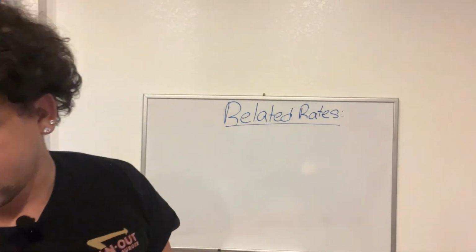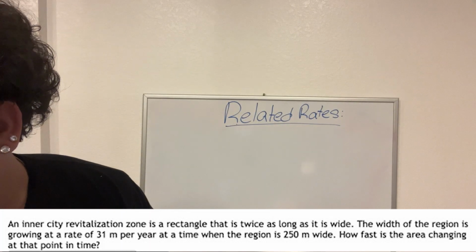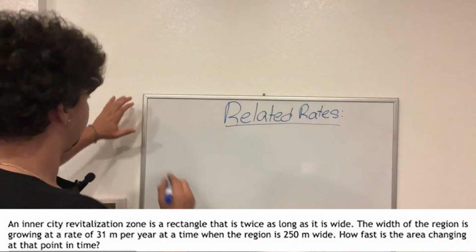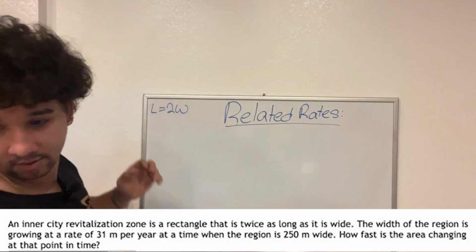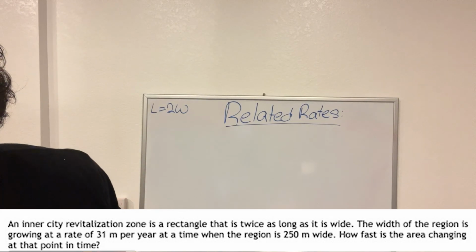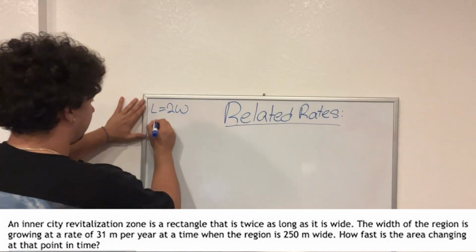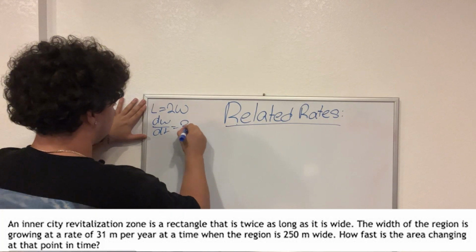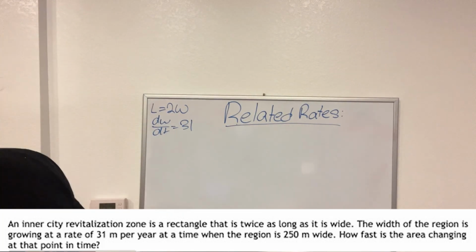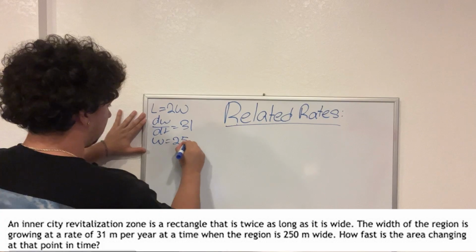All right, next one here. An inner city revitalization zone is a rectangle that is twice as long as it is wide. Okay, so in this case here, L is equal to 2W. All right, the width of the region is growing at a rate of 31 meters per year. Okay, so the width is growing at a rate of 31 meters per year. So this is 31. All right. When the region is 250 meters wide, W is equal to 250.